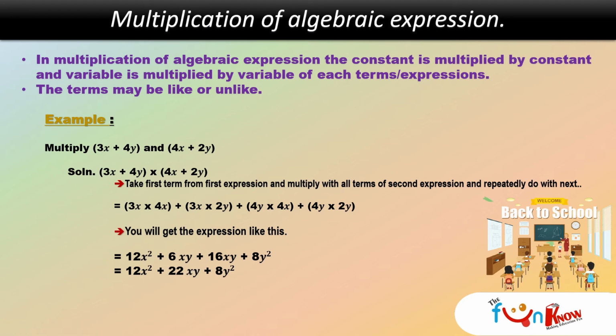This is how you will make sure, students, if there is some constant or some different variables, you will take the first term and multiply it with all the other terms, and then if there is another term in that first expression, you will multiply that with all the terms also, like this. Take the first term from the first expression and multiply with all the terms of the second expression, and do it repeatedly. Okay. Yes, students.